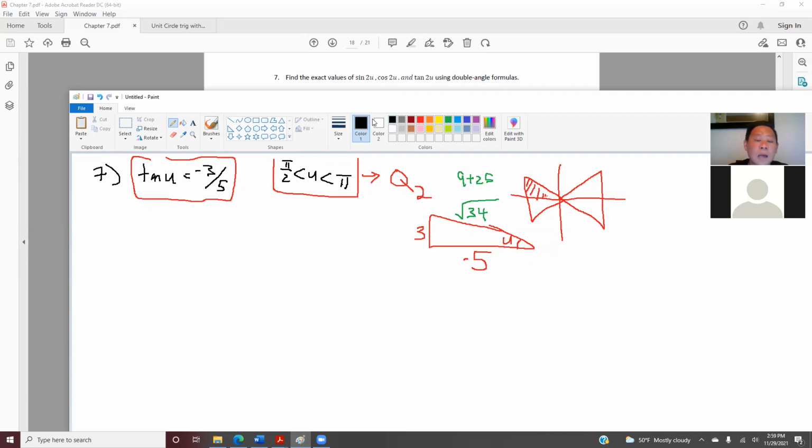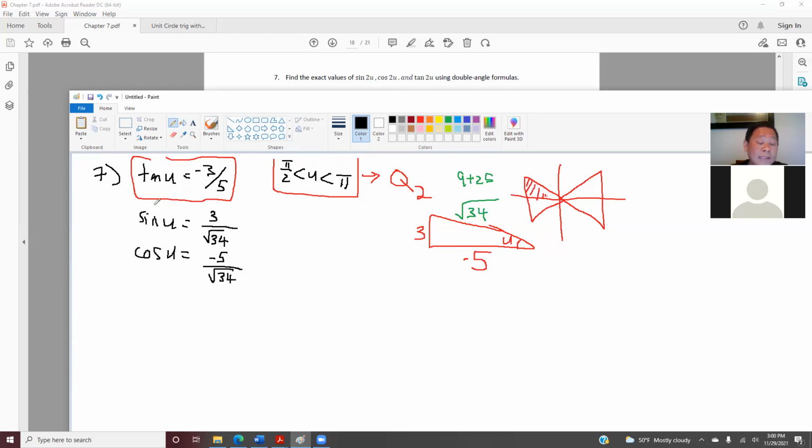So with this, you can tell me what tangent is. You can also tell me what sine is, and you can also tell me what cosine is. Can someone tell me what sine u and cosine u are in this case? Sine u is what over what? 3 over square root 34. So 3 over root 34, just leave it like this. You do not need to rationalize this. And cosine u is what? -5 over square root 34.